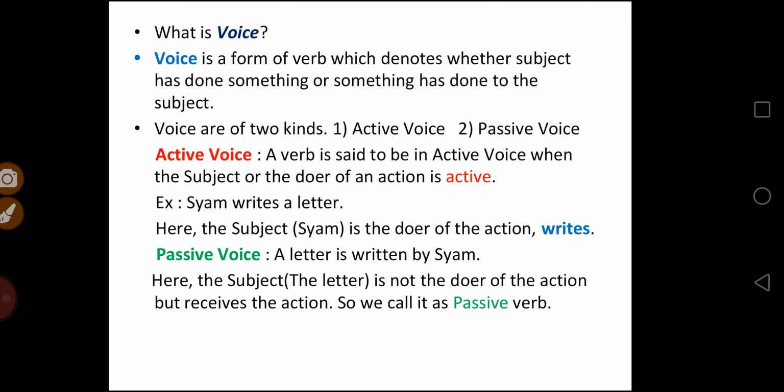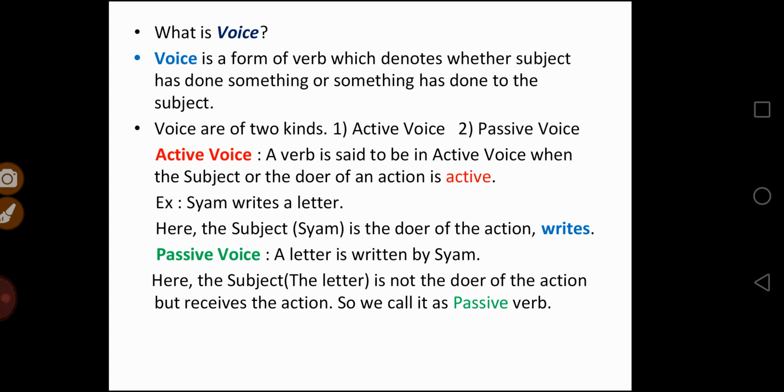Now we learn about voice. What is voice? Voice is a form of verb which denotes whether the subject has done something or something has been done to the subject. Voice is of two kinds, active voice and passive voice. Active voice: a verb is said to be in active voice when the subject or the doer of an action is active. For example, Shyam writes a letter.